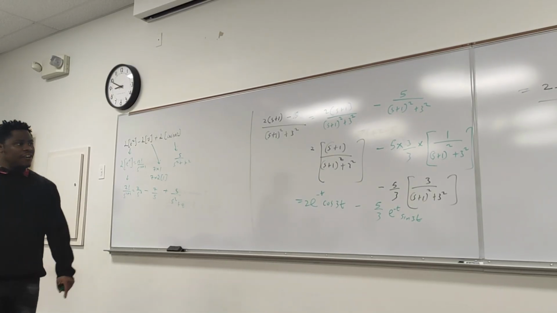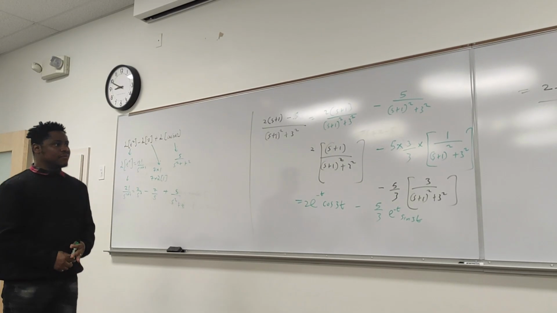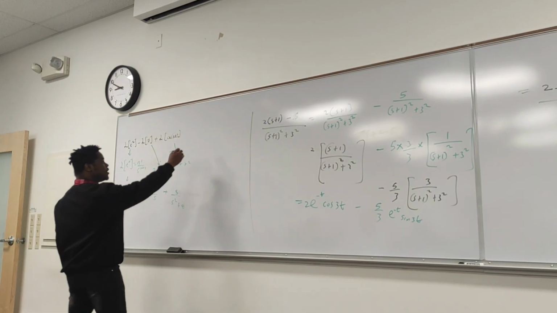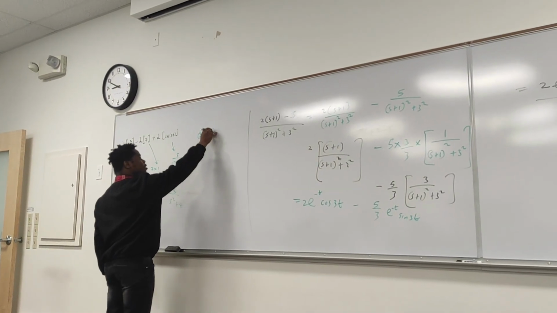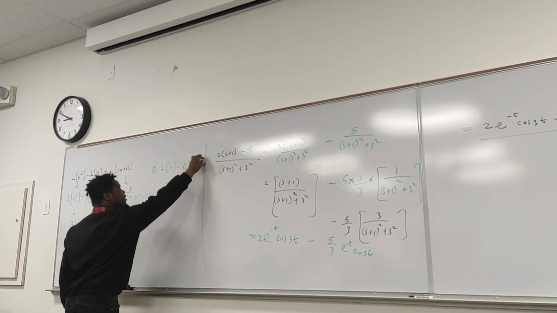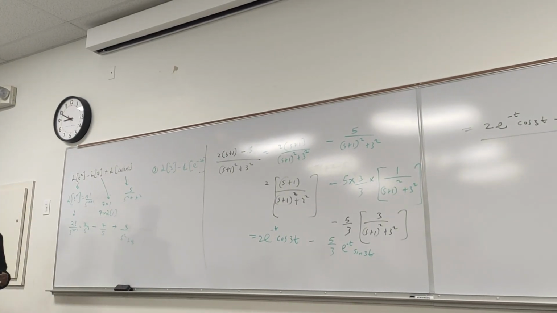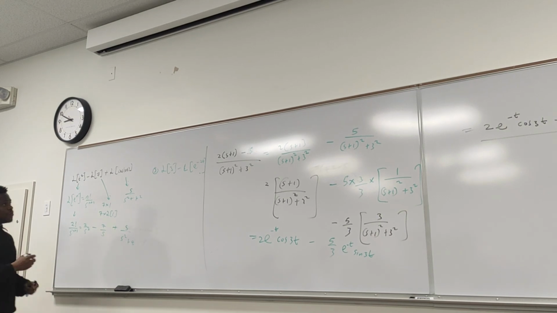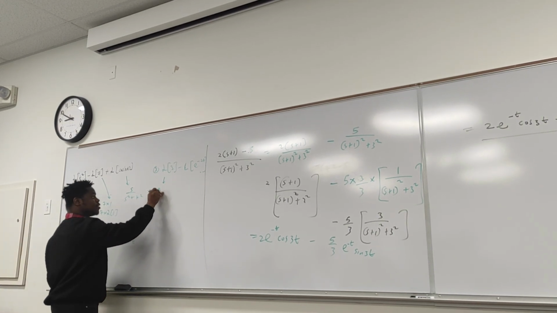Then for this guy here is the same. For number 3, it's still going to be Laplace of 3 minus Laplace of exponential minus 3t. That is what it's going to become. And Laplace of 3 is 3 over s. Right? This is 3 over s.